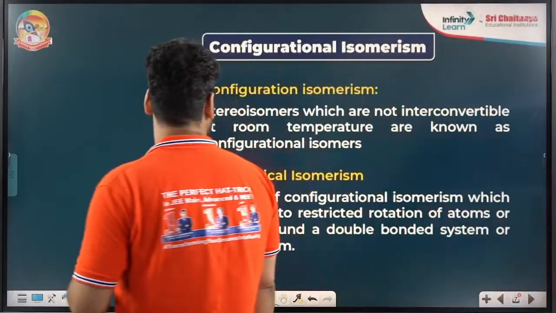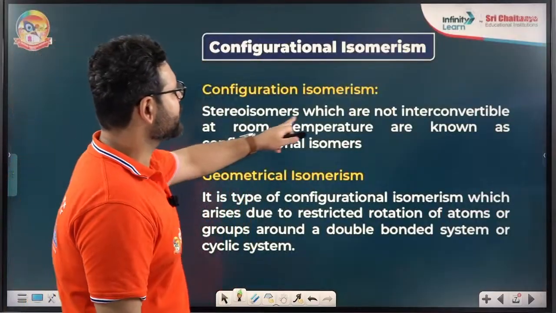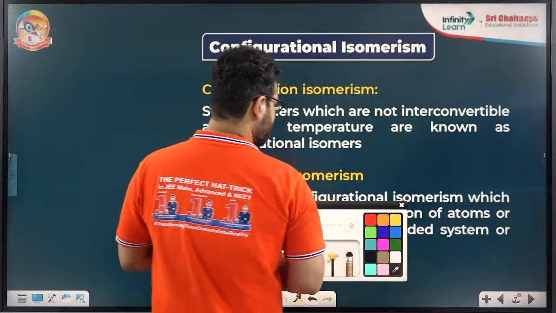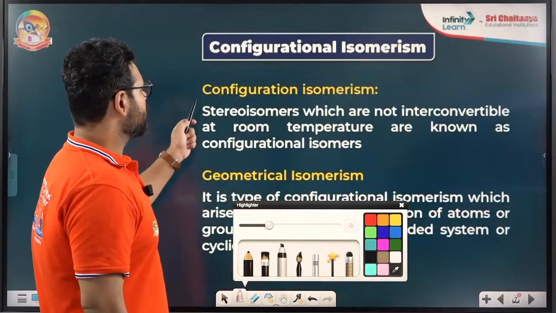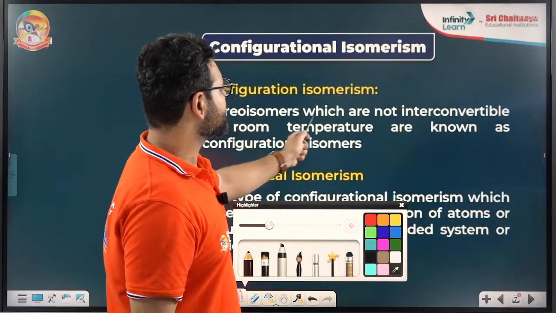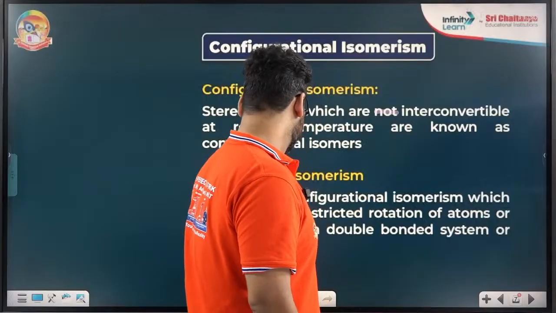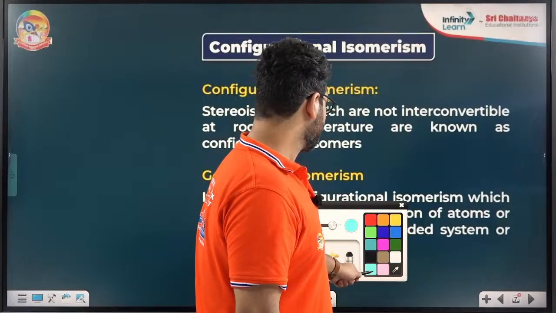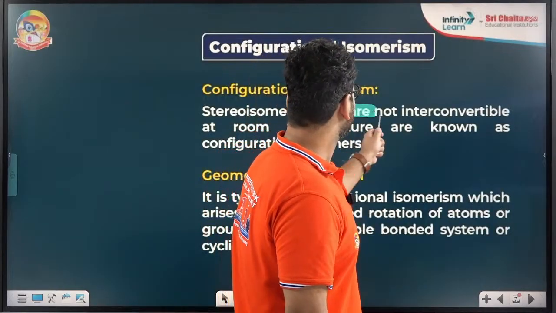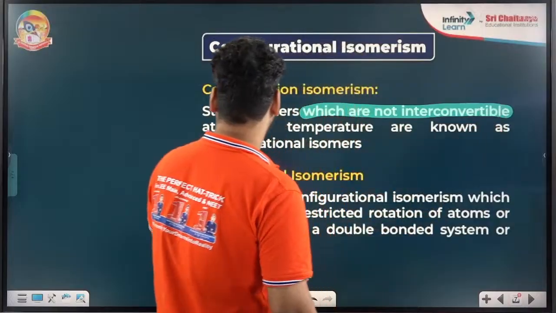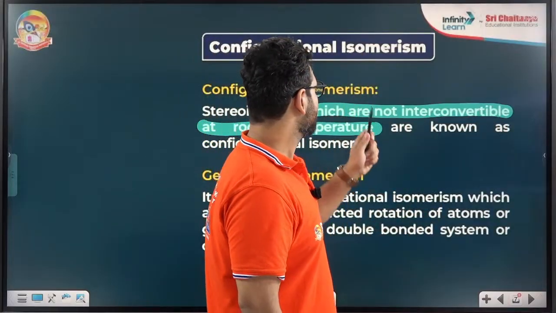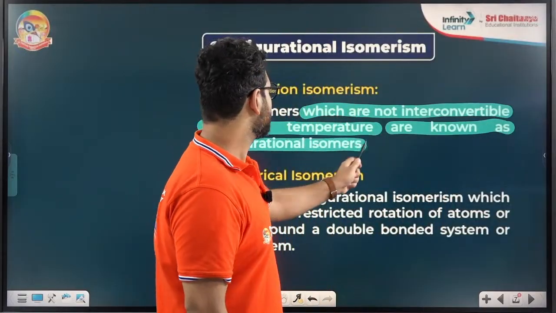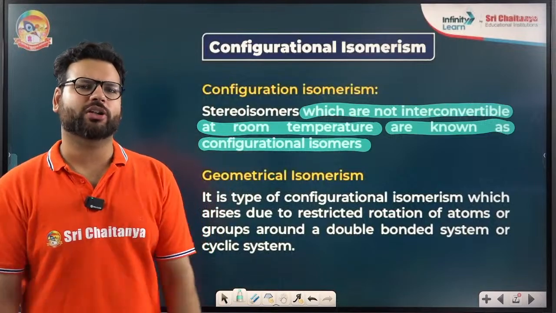So what are configurational isomers? Stereoisomerism which are not interconvertible. I already told you this point before. So all of you can just write it down in one line: configurational isomers, stereoisomers which are not interconvertible at room temperature, are known as configurational isomers. Means they have a fixed configuration in space.